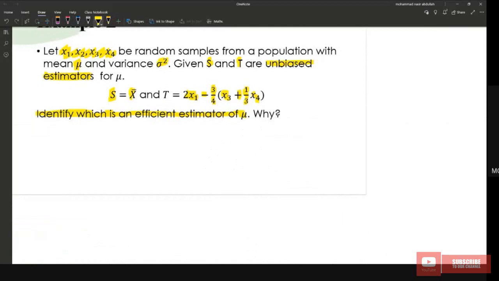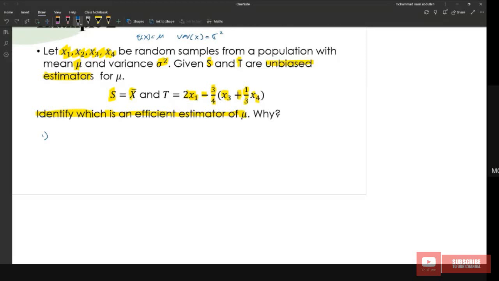So we know from the statement, the expected value of X is equal to mu, and the variance of X is equal to sigma squared. So this is going to be actually a normal distribution, right? So first step, we need to identify which one is the efficient estimator.